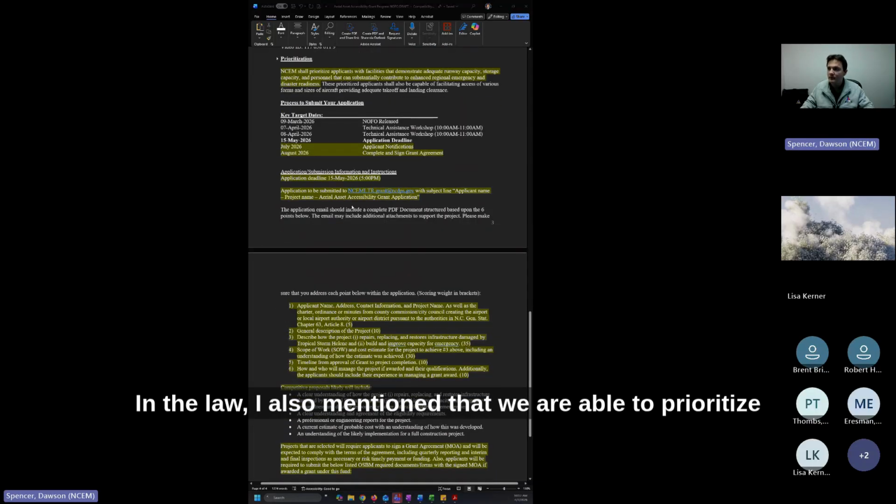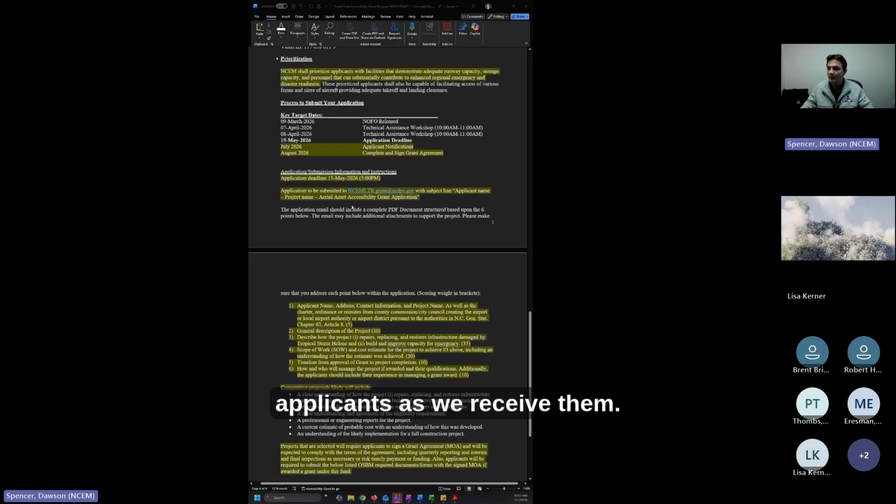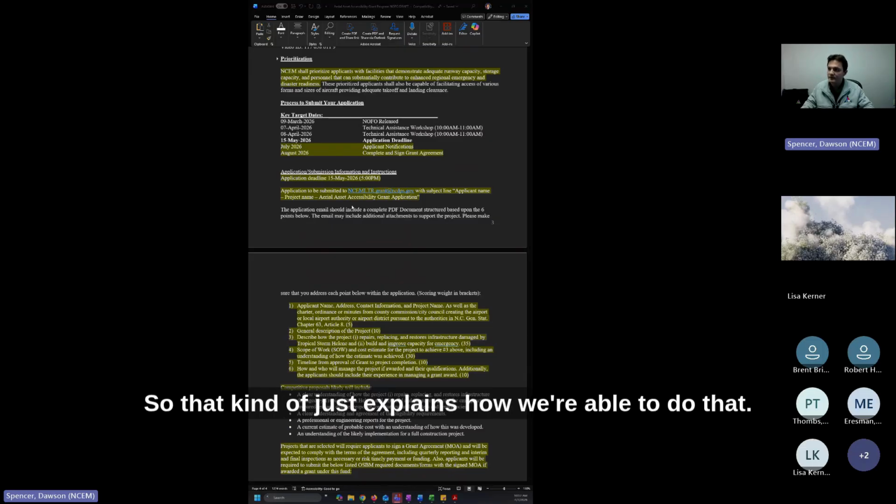In the law, it also mentioned that we are able to prioritize applicants as we receive them. So that kind of just explains how we're able to do that.